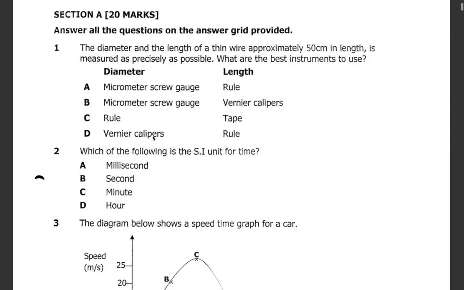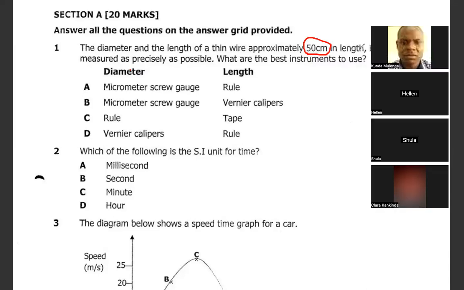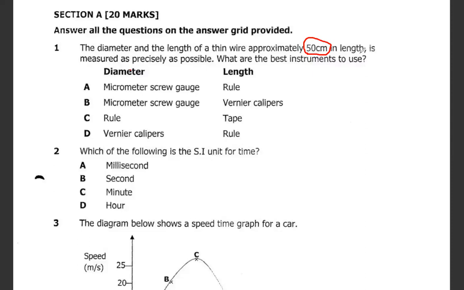Question 1 is coming from measurements. It says the diameter and the length of a thin wire, approximately 50 centimeters, as well as the approximate length of 15 centimeters, is measured as precisely as possible. What is the best instrument to use? So we're talking about the length as well as the diameter.